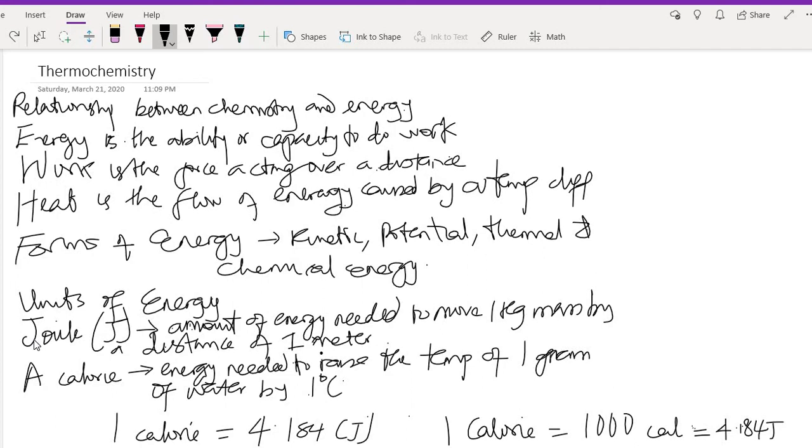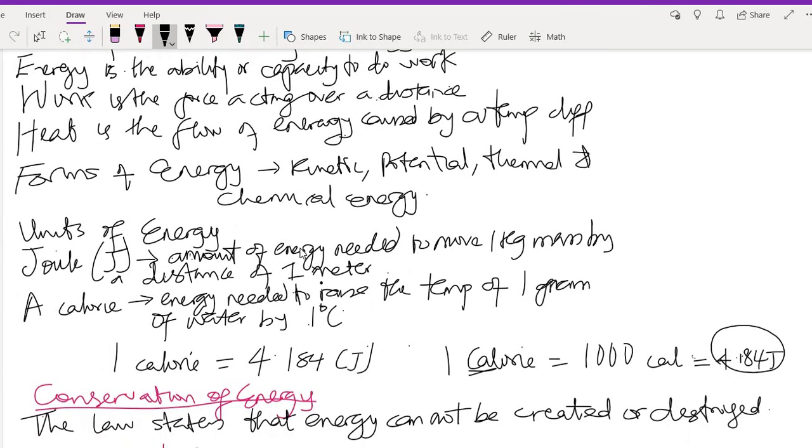A calorie is the energy needed to raise the temperature of 1 gram of water by 1 degree C. 1 calorie equals 4.184 joules. This should not be confused with food Calorie, which starts with an uppercase C. 1 food Calorie equals 1,000 cal, which is equal to 4.184 kilojoules.